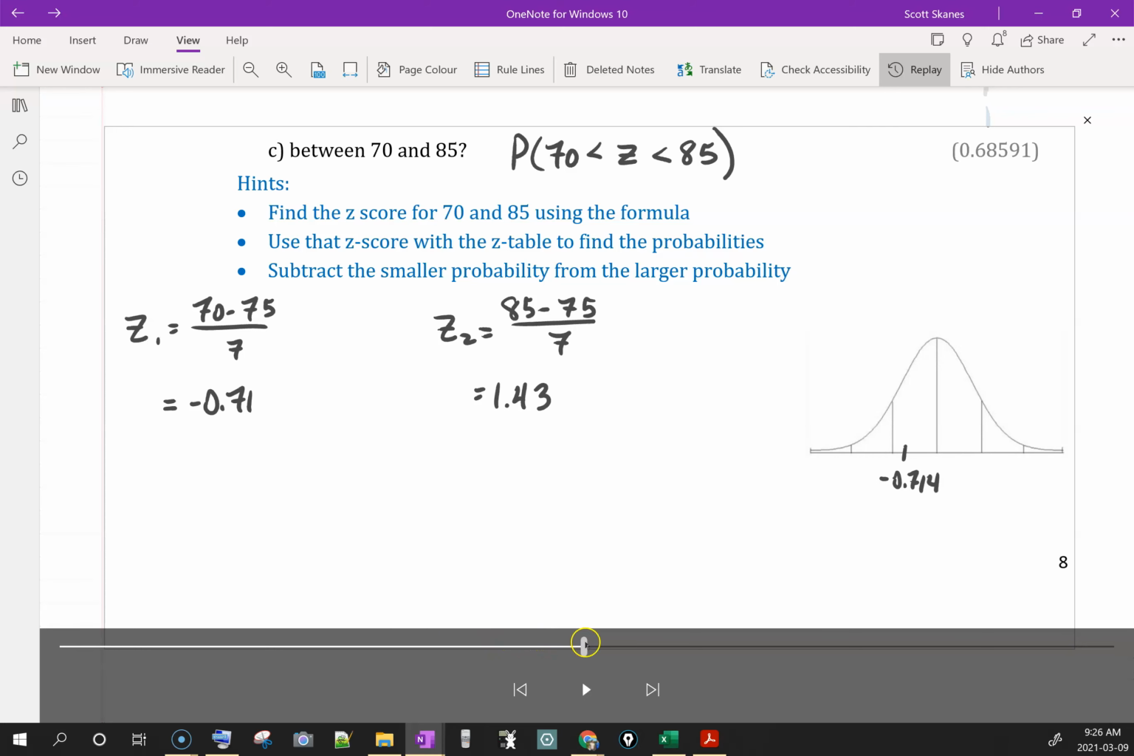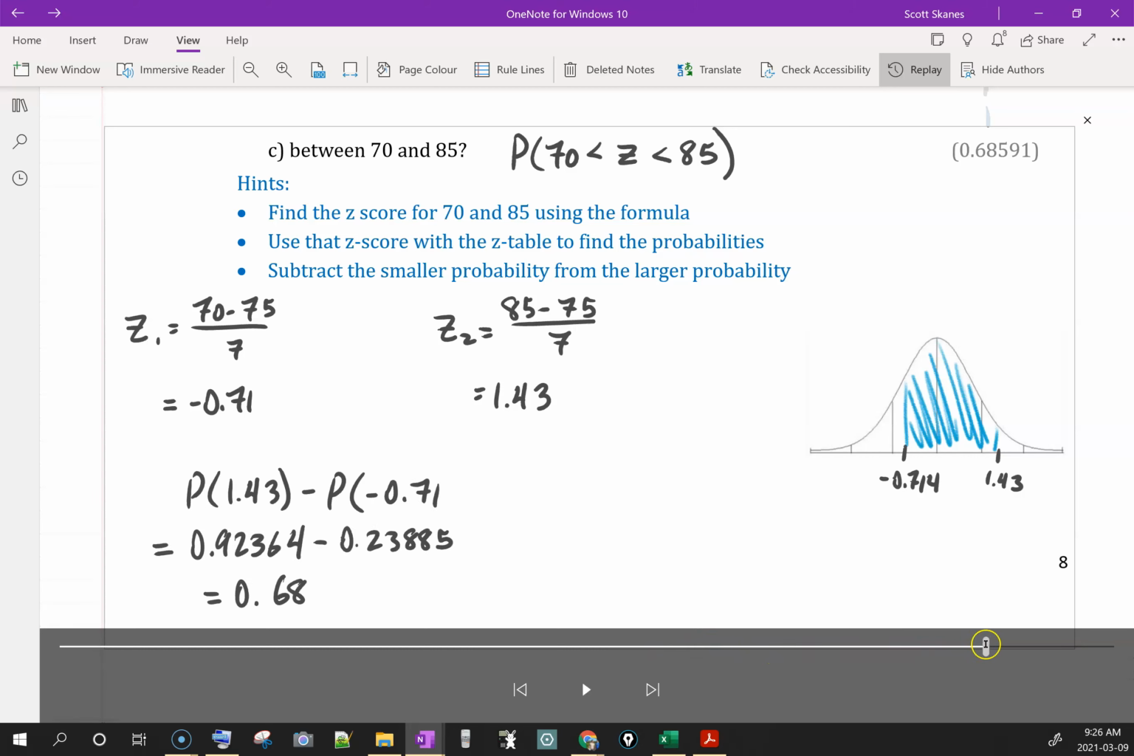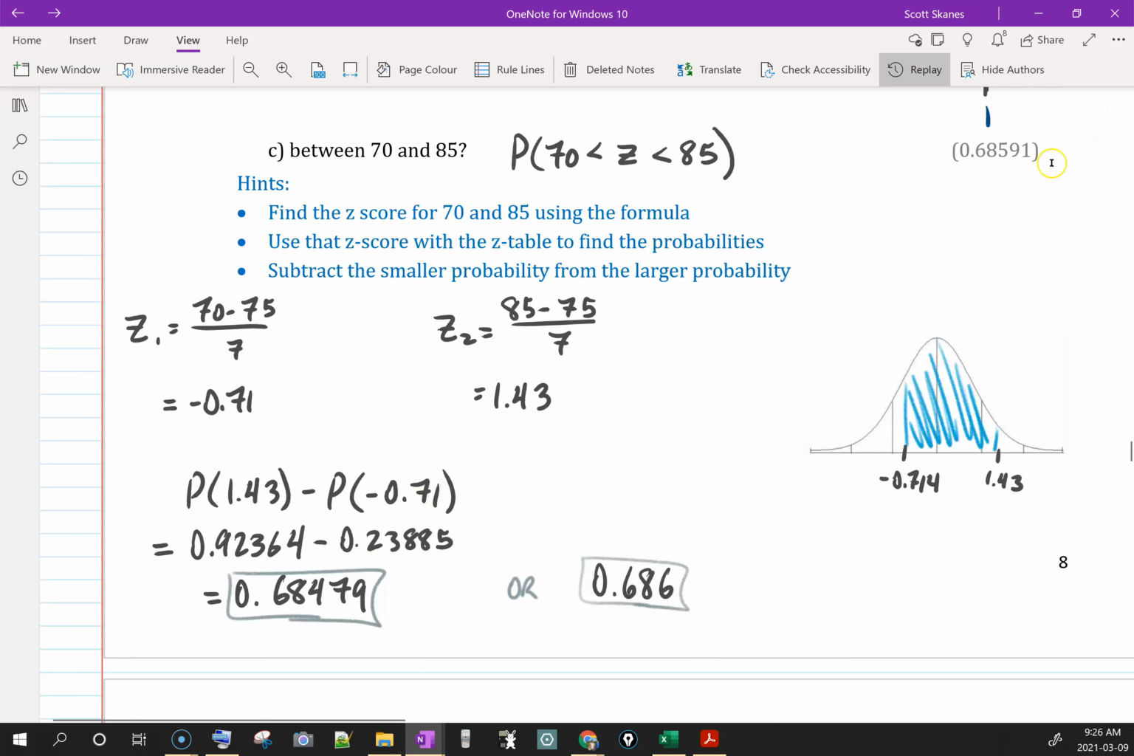I'm going to sketch those on the diagram here. What I'm looking for is the area between those 2 points. That's pretty easy. Take the probability up to the bigger one, take away the smaller one, and it'll leave you the area in between. So subtract the probabilities. What you end up with is this. What takes the most time probably is using a table or a calculator to put those in. So let me just show you how you would use the calculator to put these in.